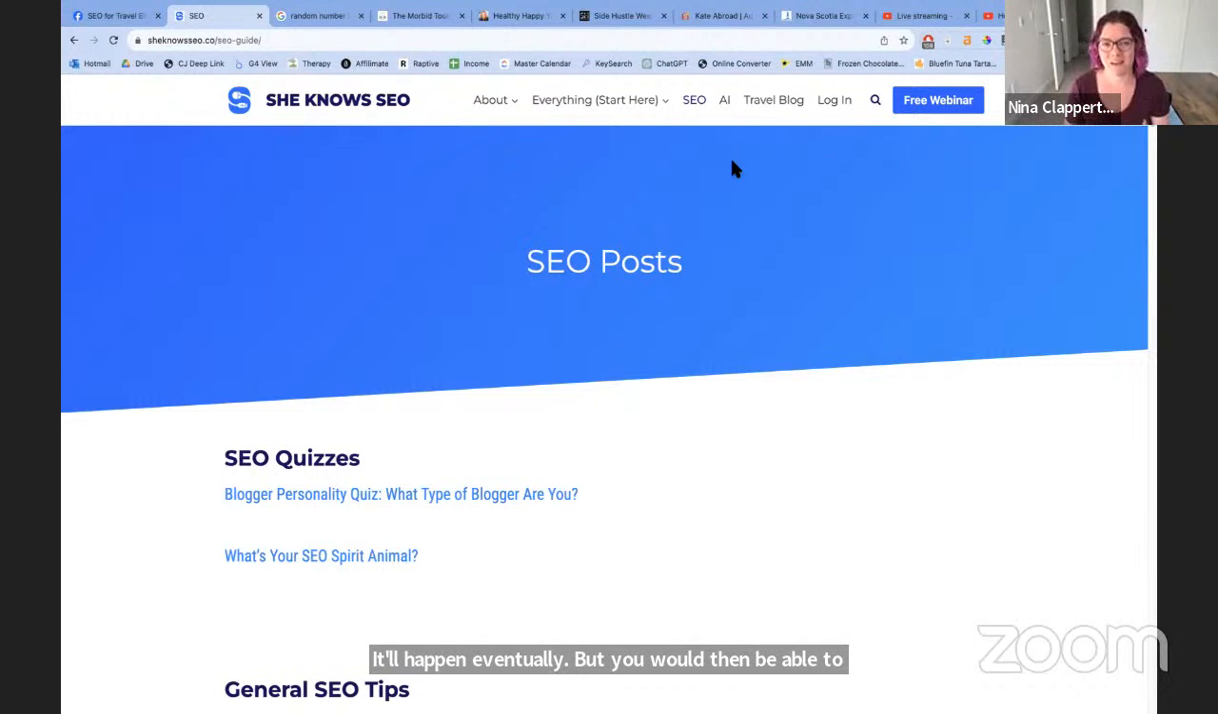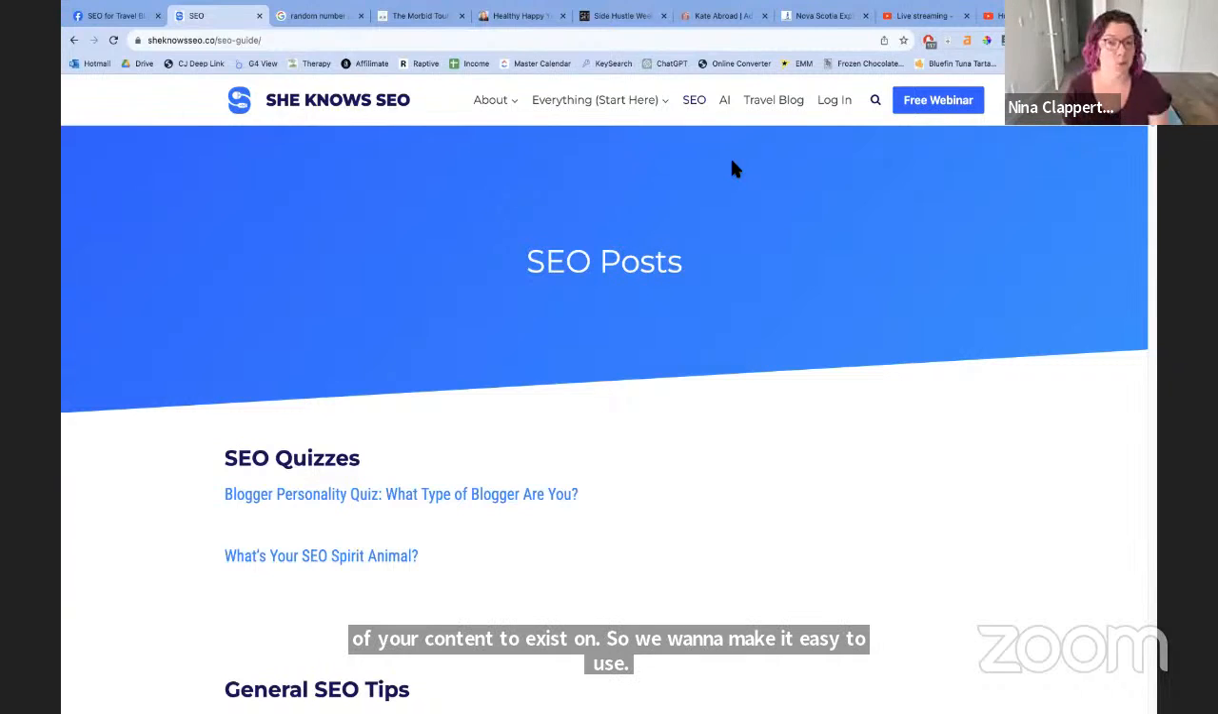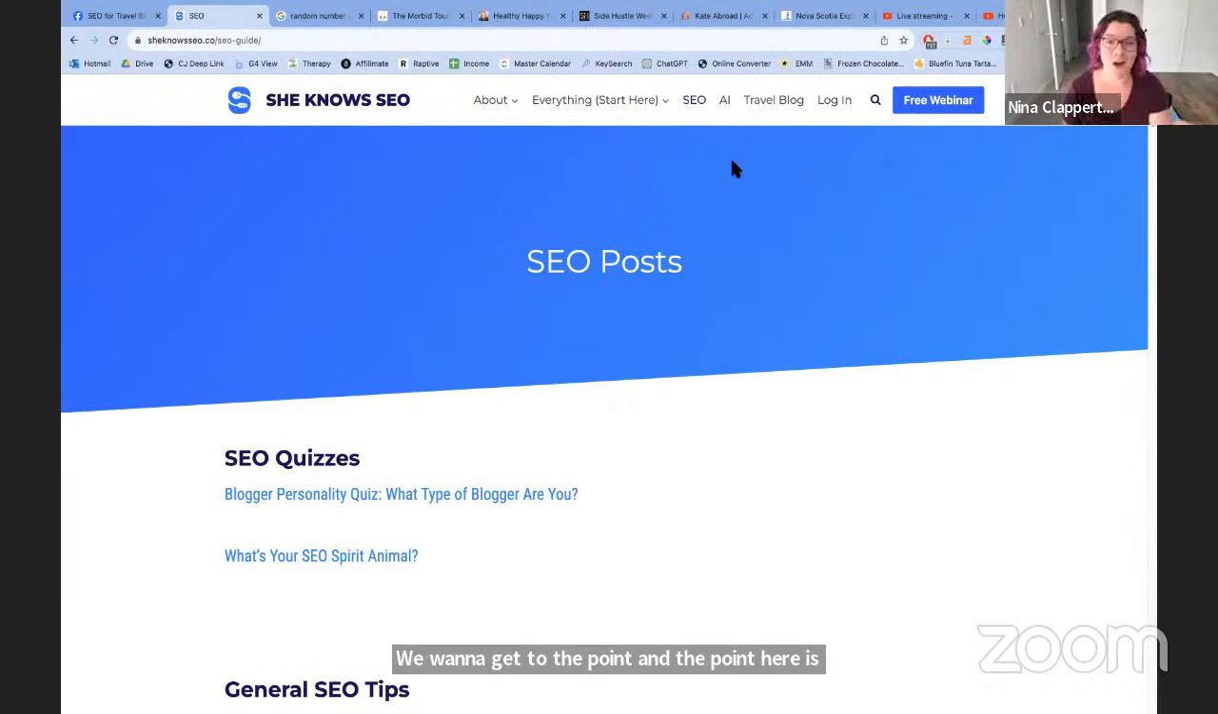And the same thing kind of happens for Google, kind of happens for all of our SEO. These pages carry authority. They are a hub page for all of your content to exist on. So we want to make it easy to use. We want to get to the point, and the point here is navigation. The point here is not information. It is to help someone find the information. So think of it almost like your own Google results within your own site. You are helping people answer a query, and maybe they don't even know that they have that query. That's where this really works well.